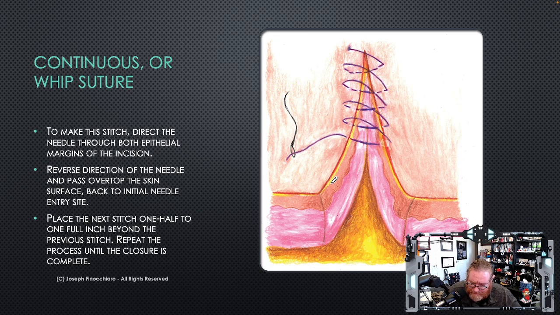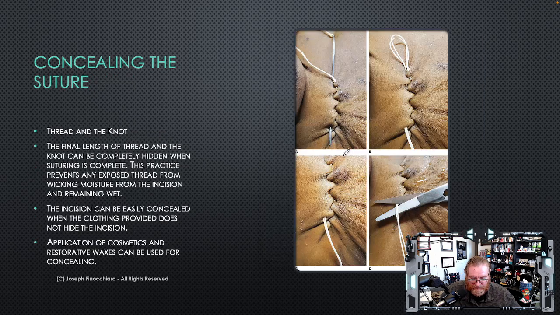Maybe 4. To make this stitch, direct the needle through both epithelial margins of the incision. Reverse direction of the needle and pass over top the skin surface back to the initial needle entry site. Place the next stitch 1/2 to 1 full inch beyond the previous stitch. Repeat until it's closed. So you go in here from the top. You go through the inside. You come out on the other. You bring it over to the next side. Go in, come across, come out, and you repeat over and over until it's done.